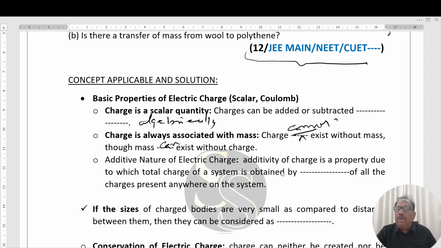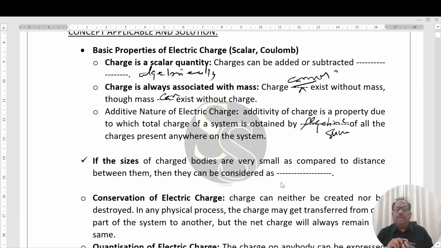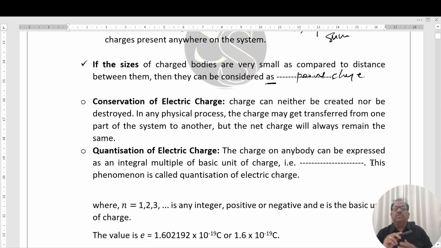Third, additive nature of electric charge. Additivity of charge is a property due to which the total charge of a system is obtained by the algebraic sum of all the charges present on the system. Right? Next, if the size of charged bodies is very small as compared to the distance between them, they can be considered as a point charge.